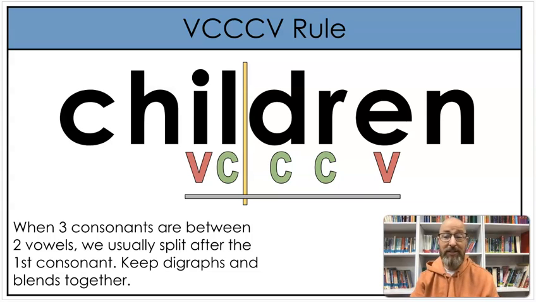Now, I do want to make sure we understand what the VCCCV rule is. When 3 consonants are between 2 vowels, we usually split after the first consonant. But we always keep digraphs and blends together. The word usually is important because usually does not mean always. It means most of the time, but not every time.